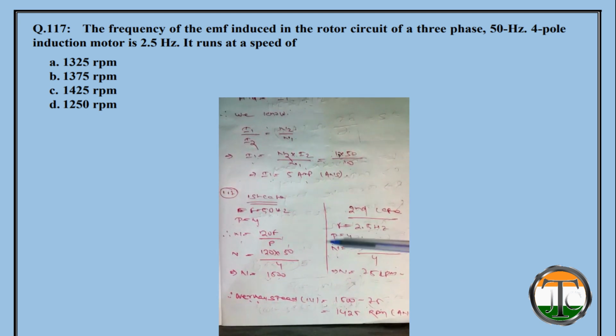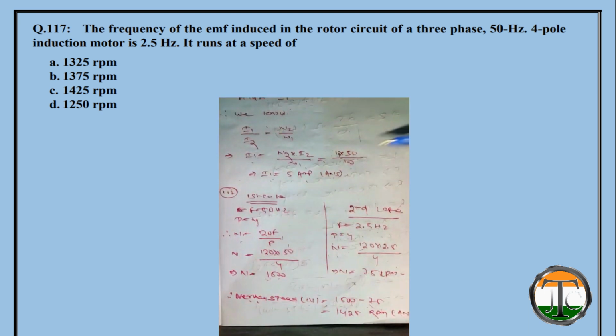We know P must be the same in the rotor. In any machine the poles must be the same. Stator poles and rotor poles are always the same. So the poles must be the same, so here also P is equal to 4. So how much speed here? N is equal to 120 F by P, and 120 into 2.5 by 4 is equal to 75 rpm.